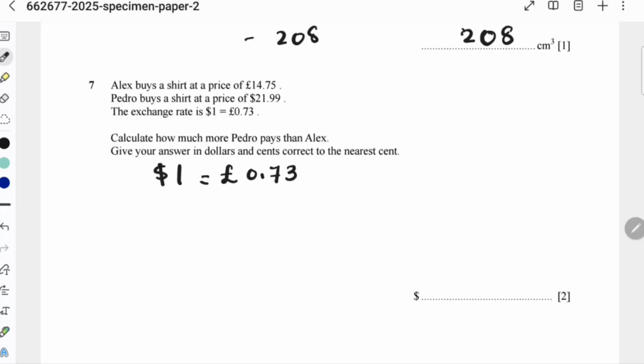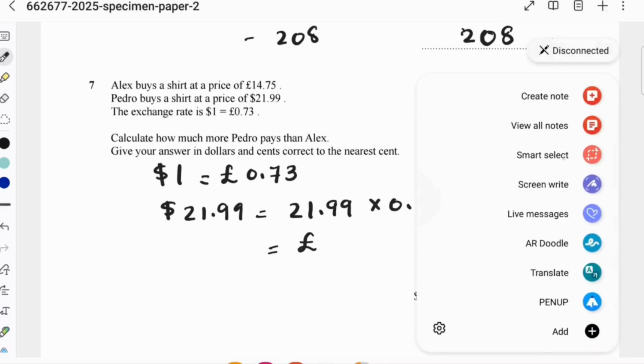So this is in pounds, 14.75. You need to change because they ask you for the answer in dollars at the end, so we are going to change it. Pedro buys a shirt at a price of $21.99. So $21.99 is equal to 21.99 times 0.73. That will be in pounds. 21.99 times 0.73.